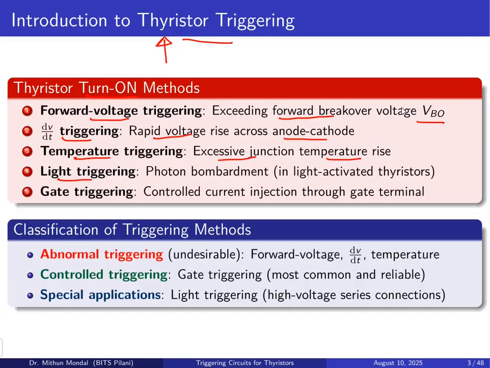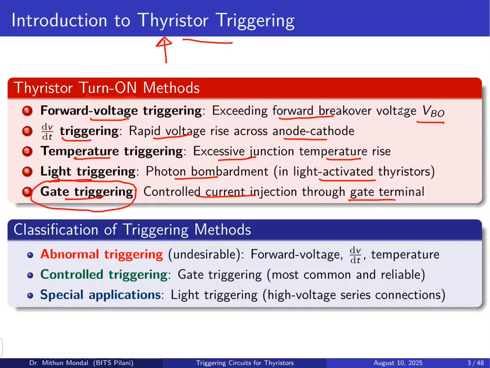There is light triggering, which is a photon bombardment method, where light activated thyristors, a special type, are used for this triggering. Gate triggering is the control current injection through the gate terminal. This is what we are going to focus on, which is generally used as the triggering method.